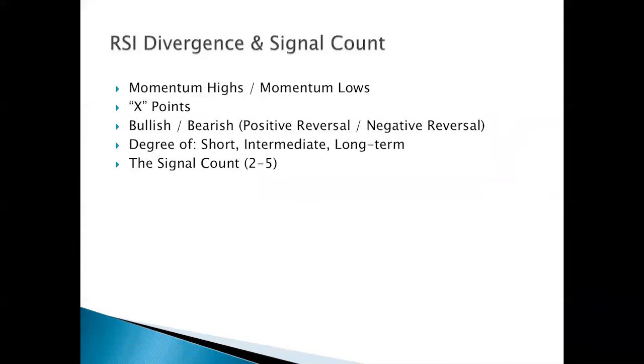Momentum high divergent counts. It's what I call the X point, which is our highest momentum high in the RSI. Or if it gets down near a low, it's the momentum low, but it can bounce and then go to a lower low. So your trend is still there, or it can rally and take out the momentum high and make a new one. So bullish, bearish, positive reversal, negative reversal.